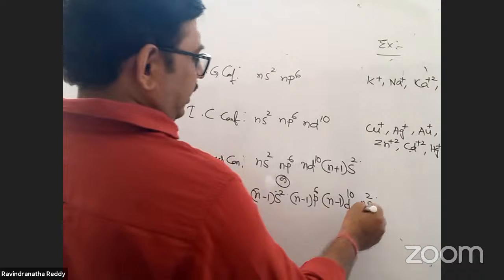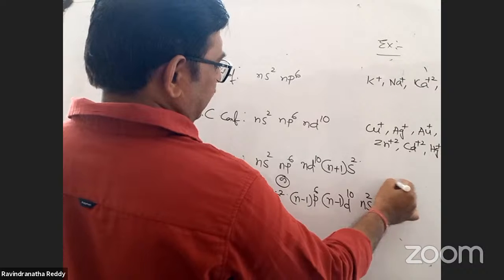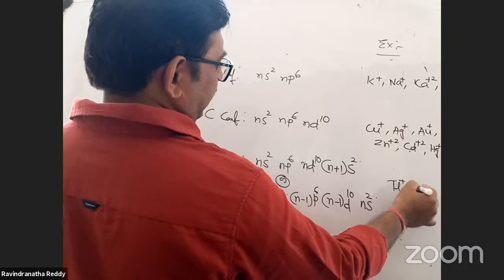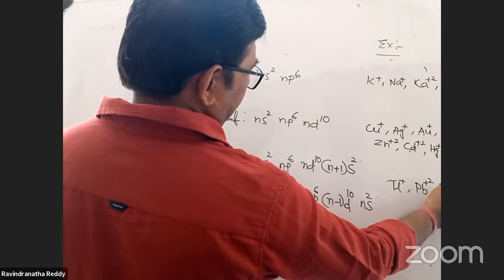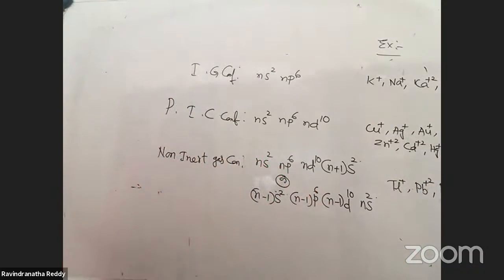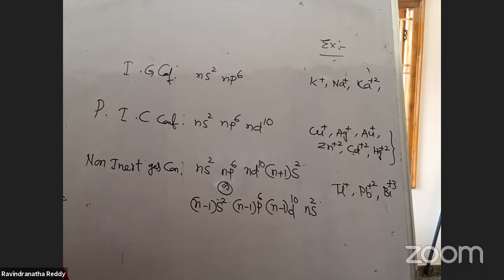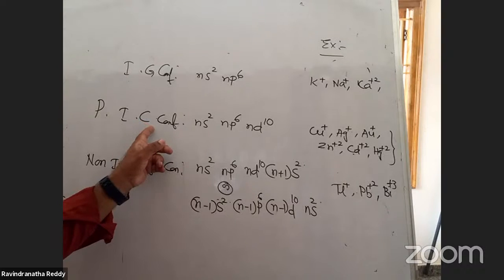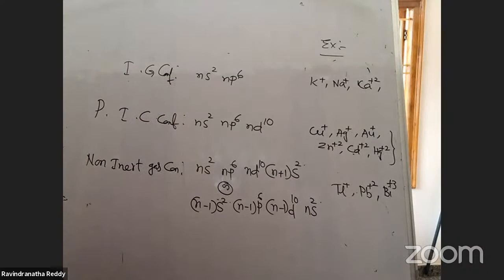The non-inert gas configuration is found in the p-block elements, at the bottom side: thallium Tl+, tin, lead Pb+2, and bismuth Bi+3. So these are the three different types of electronic configurations. The pseudo inert gas configuration is most favorable for covalent nature, the non-inert gas configuration next, and the inert gas configuration favors ionic bond formation. Getting this? So is it clear?